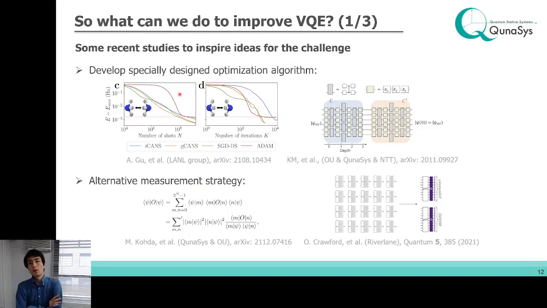So let me finally summarize some of the recent studies to improve this VQE. One direction is to develop specially designed optimization algorithms. For example, there's a paper from Ellen and a group, and also there's a paper from us too. Another strategy would be to develop alternative measurement strategies to reduce the measurement count needed to obtain accurate energy of the state. We also have work on this, and there are many papers on this subject too, which you can check to improve your shot counts.